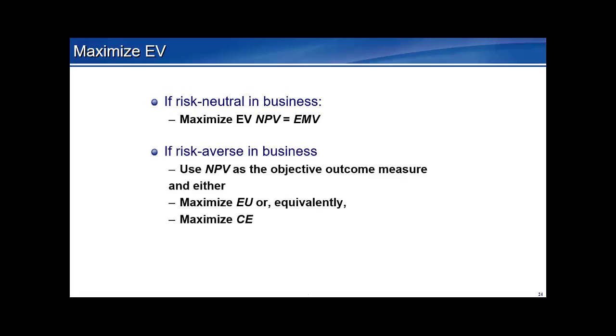If risk-averse, we transform the NPV amounts into utility units. Then either maximize EV utility, expected utility, EU, or equivalently, maximize certain equivalent, CE.